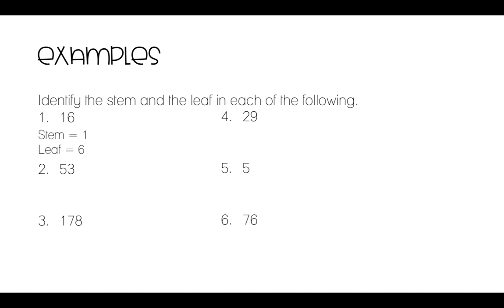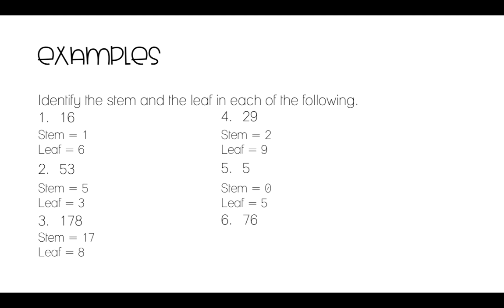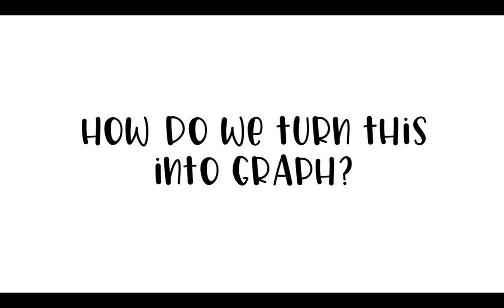Okay, so stem 1, leaf 6. For 53, we have stem 5, leaf 3. For 178, we have stem 17 and leaf 8. For 29, we have stem 2, leaf 9. For 5, we have stem 0, leaf 5. And for 76, we have stem 7, leaf 6. So hopefully you got those.